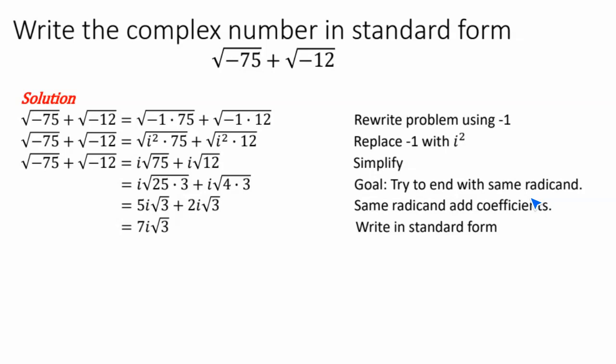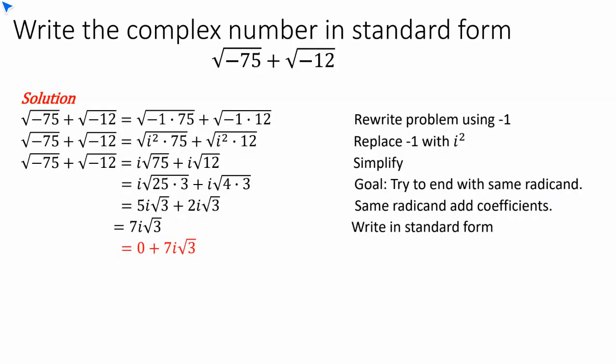of 3. Now, I need to write it in standard form. This is just the imaginary part. So in standard form, it would be 0, because I don't have a real part, plus my imaginary part, which is 7i square root of 3.